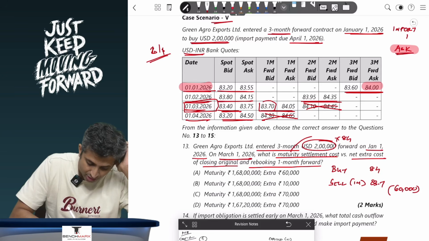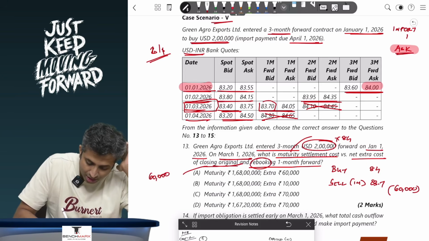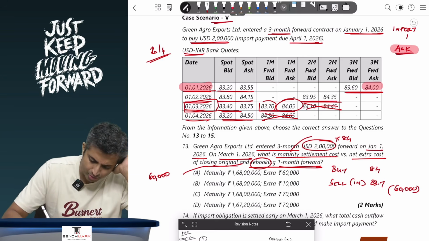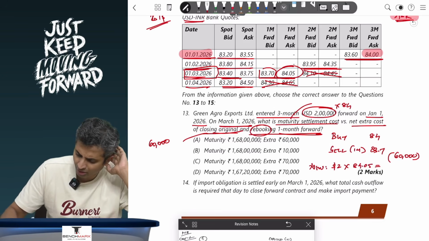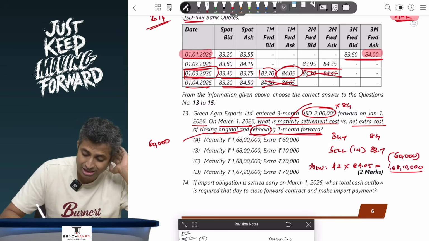So the cost of closing the original is 60,000, and then rebooking a 1-month forward. If I take the 1-month forward now, I will have to buy, so the banker sells at 84.05. The cost of the new forward contract will be $2 lakh into 84.05, which comes to around 1 crore 68 lakh 10,000. So as compared to my original deal, there's a further 10,000 more.